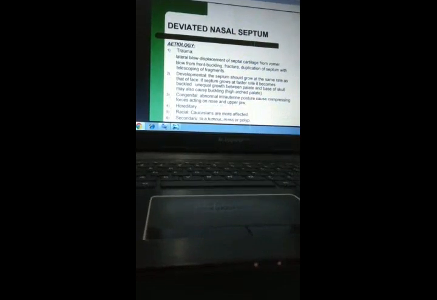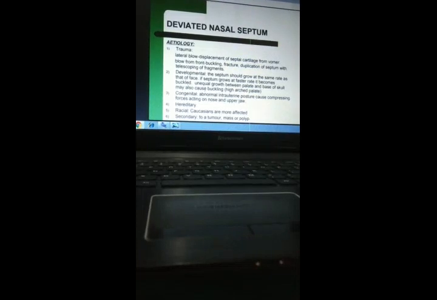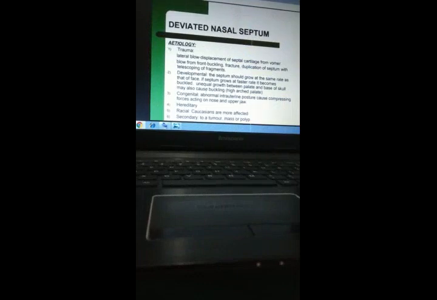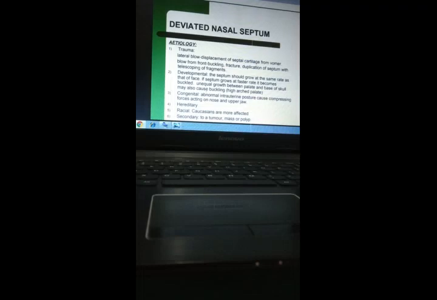Development of the septum should grow at the same rate as that of the face. If the septum grows at a faster rate, it becomes buckled. Unequal growth between the palate and the base of the skull may also cause buckling, high arched palate.